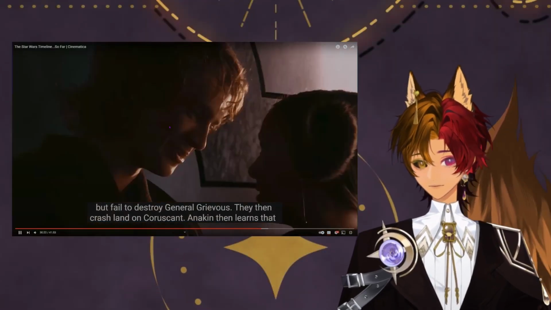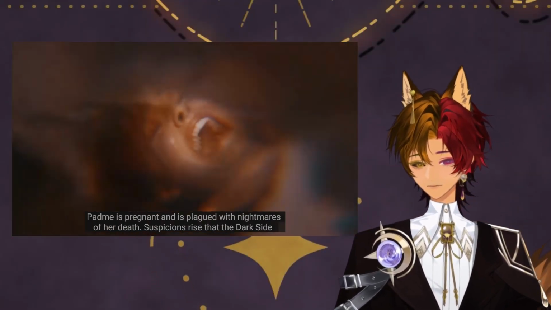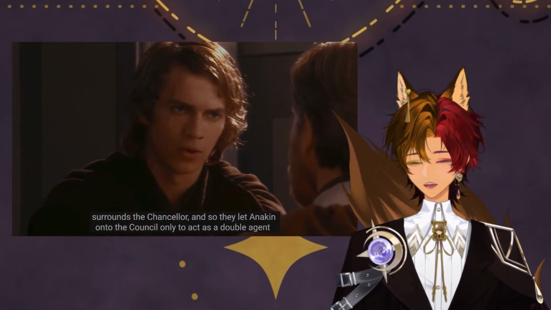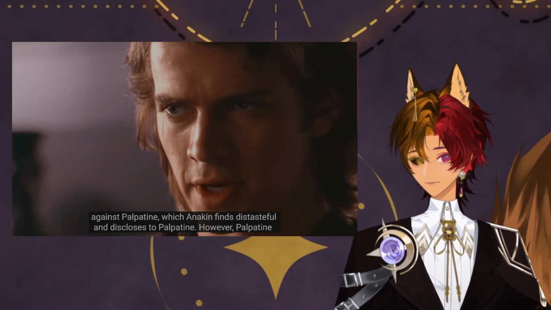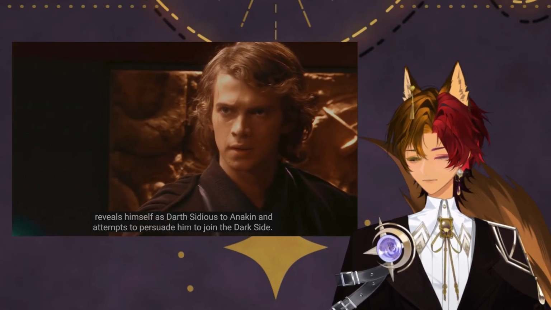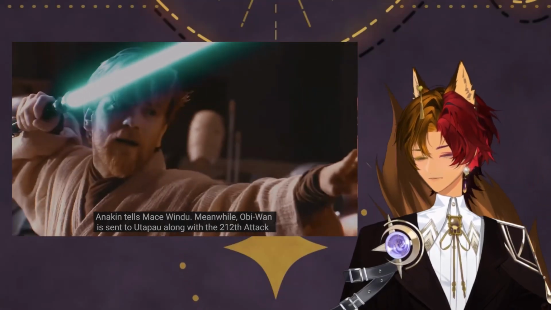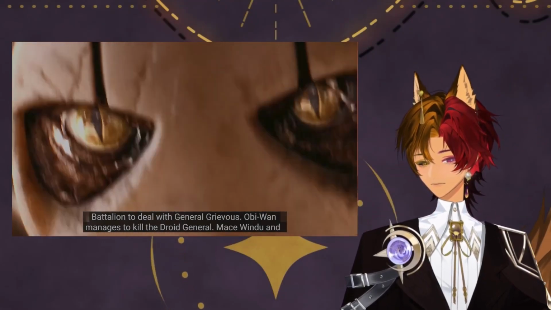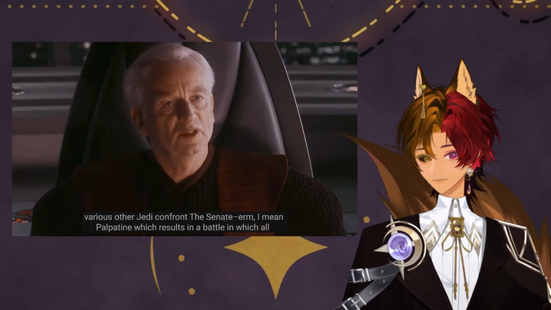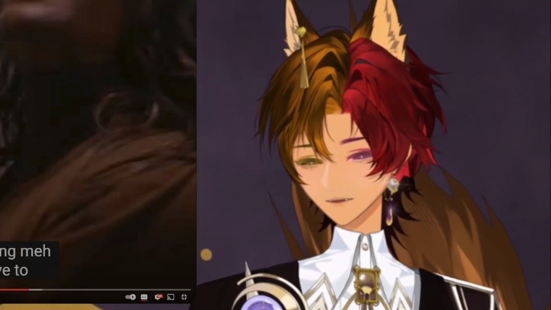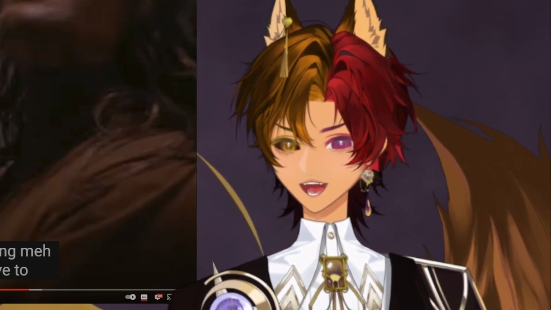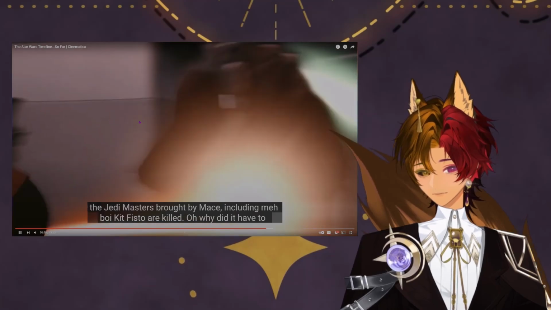Crash land on Coruscant. Anakin then learns that Padme is pregnant and is plagued with the nightmares of her death. Suspicions rise that the dark side surrounds the Chancellor, and so they let Anakin onto the Council only to act as a double agent against Palpatine, which Anakin finds distasteful and discloses to Palpatine. However, Palpatine reveals himself as Darth Sidious to Anakin and attempts to persuade him to join the dark side. Anakin tells Mace Windu. Meanwhile, Obi-Wan is sent to Utapau along with the 212th Attack Battalion to deal with General Grievous. Obi-Wan manages to kill the general. Mace Windu and various other Jedi confront the Senate, Palpatine, which results in a battle in which all of the Jedi Masters brought by Mace, including my boy Kit Fisto, are killed.